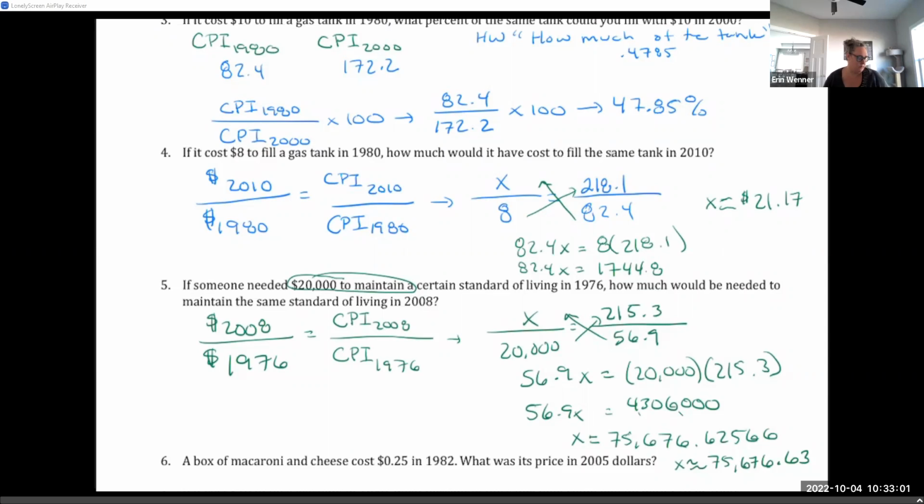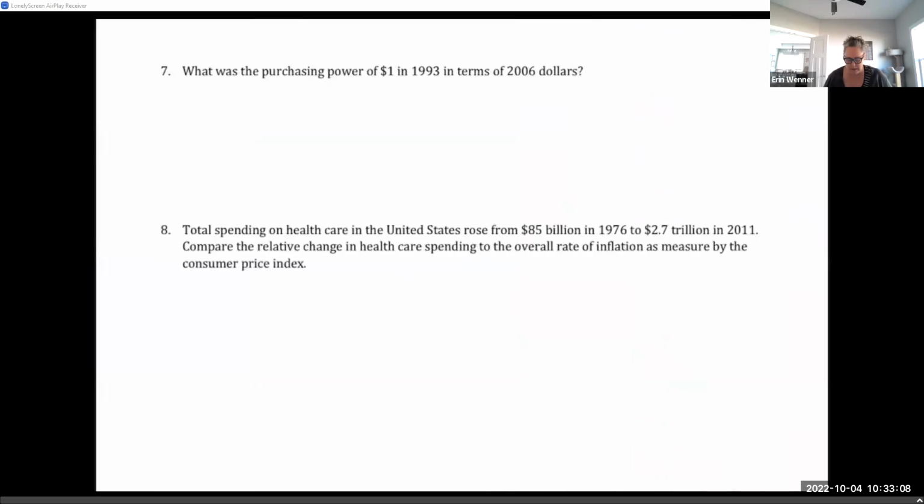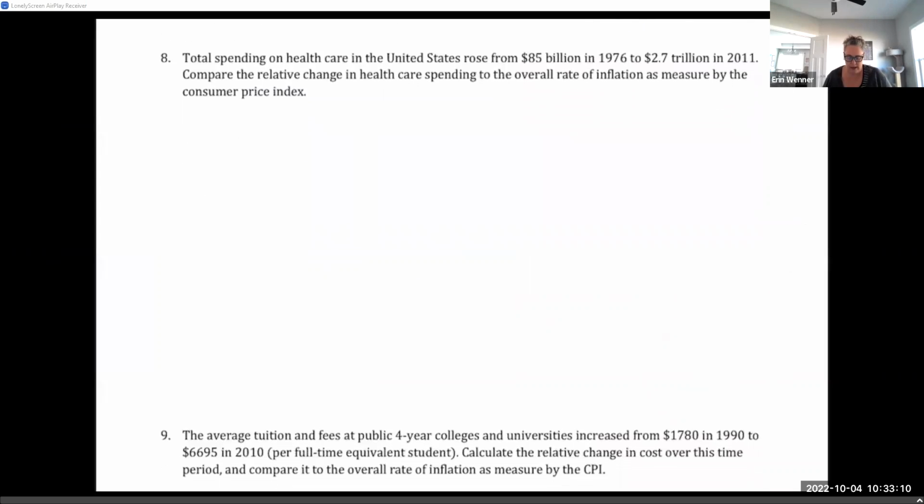Anyways, let's jump to number 8. This is again showing how we can quantify whether spending is changing due to inflation, or is it keeping pace with inflation or not? Number 8 says total spending on healthcare in the United States rose from 85 billion in 1970. Oh my God, 1776 would be crazy.